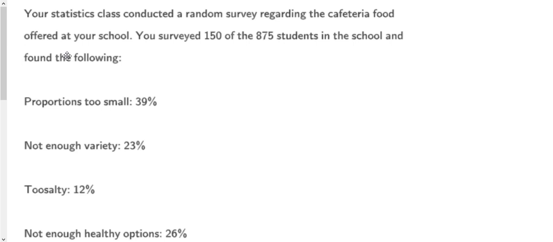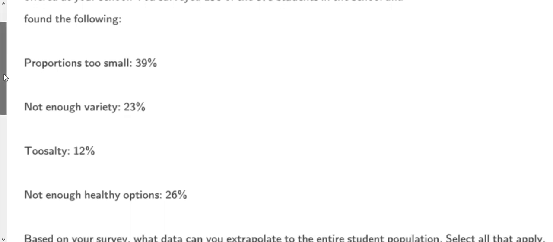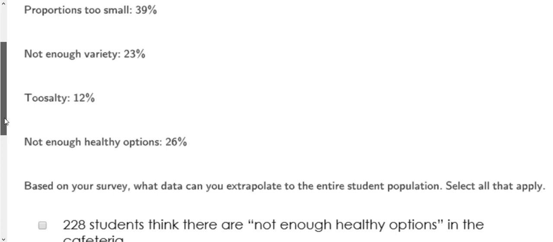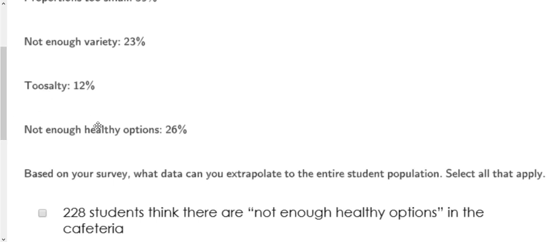So one of the questions in the first topic is: your statistics class conducted a random survey regarding the cafeteria food offered at your school. You surveyed 150 of the 875 students in the school and you found the following. Now, again, this is the data from the 150, not all of the 875 students. So 39% thought that the portions were too small. 23% of those sampled thought there was not enough variety. 12% thought it was too salty. And 26% thought there were not enough healthy options.